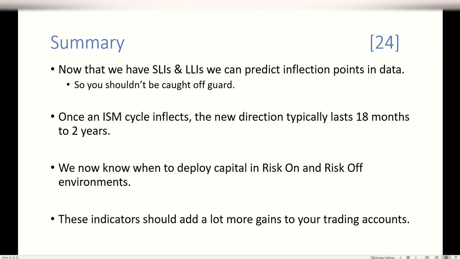So, summary. Now that we have the SLIs and the LLIs, we can predict inflection points in data. So you shouldn't be caught off guard. Once the ISM cycle inflects, the new direction typically lasts 18 months to 2 years. We now know when to deploy capital in risk on and risk off environments. These indicators, in my opinion, should add a lot more gains to your trading accounts.